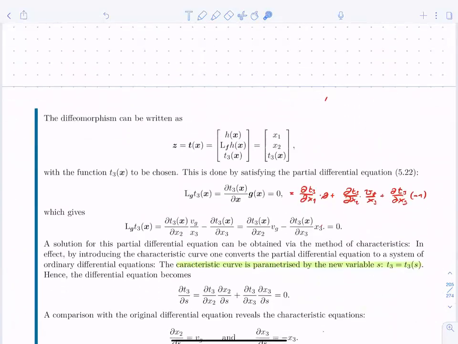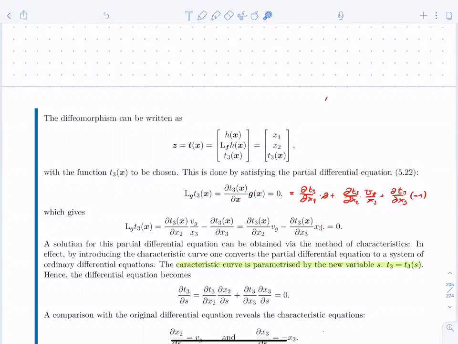So all in all, what we get here is T1 is h of x, which is x1. T2, which is the derivative of x1, which is h dot. It's obviously x2. And then we are left with these nasty third transformations. We don't know how to go on because we cannot continue. So the only thing we want is, once we have chosen our transformation, we want the Lie derivative, so the gradient of T3 along g, to be 0.